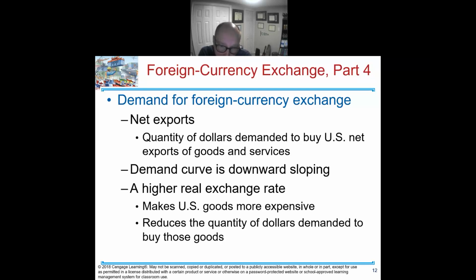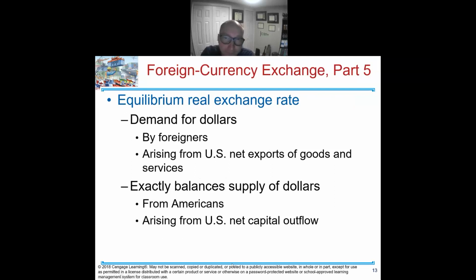and it's downward sloping to the right, and it results in a higher exchange rate, the higher the demand. That makes goods and services in the United States a little bit more expensive. And the quantity of dollars demanded is typically lower. There's less currency flowing into the country. And just like everything else, there's an equilibrium point where the supply and demand for dollars are in balance.